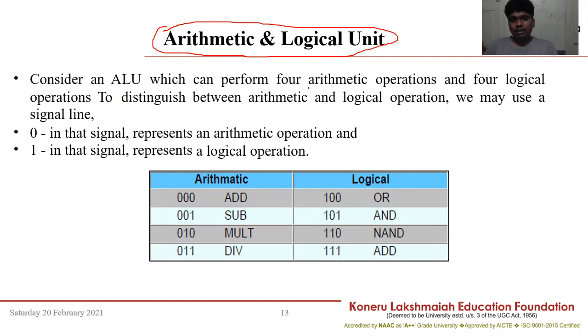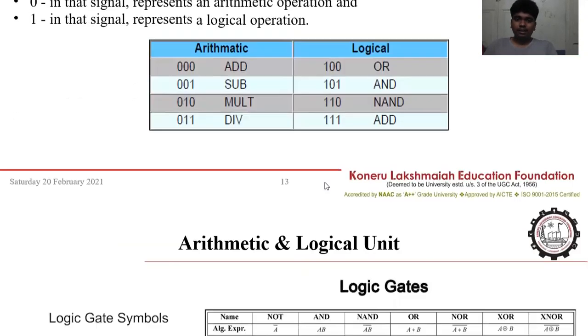So consider an ALU which can perform 4 arithmetic operations and 4 logical operations. To distinguish between the arithmetic and logical operations, we may use a single line. So 0 in that signal represents the arithmetic operation, and 1 in that signal represents the logical operation. So 000, 001, 010, 011. Basically, we can write this in whatever way we require, so in whatever way we want, we can write this table.